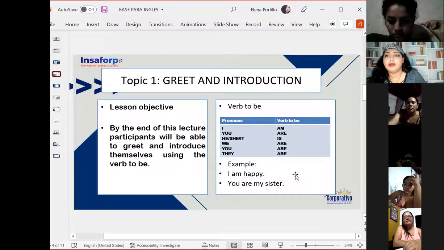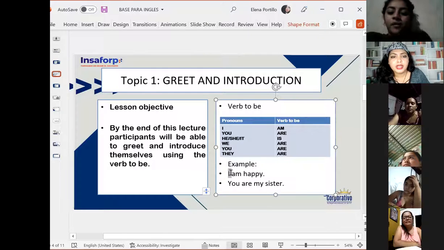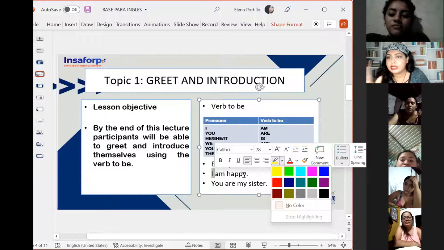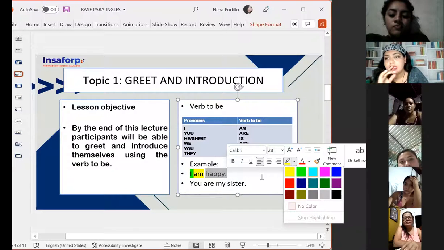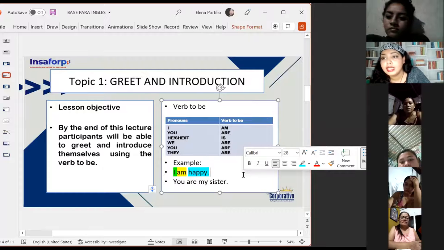So, we have examples, basic examples. I am happy. You are my sister. So in these examples, we have here the first one. This is the pronoun, the subject of my sentence. Then I have the verb to be. And then I have here the complement of my sentence. It's a very basic sentence because it is just three elements in my sentence. The subject, the verb to be, and the complement. And I have a sentence.